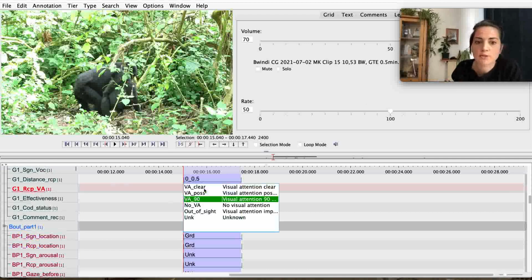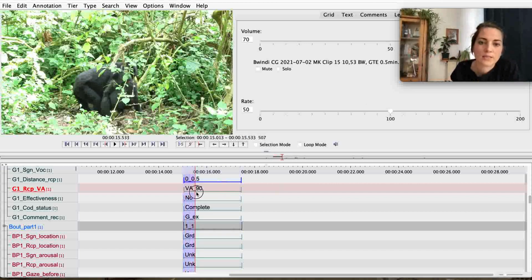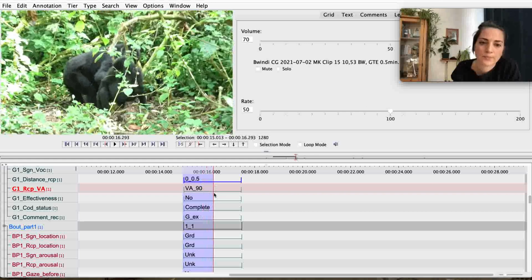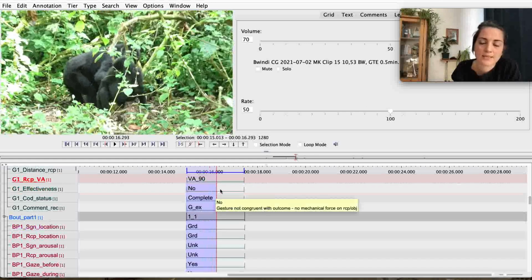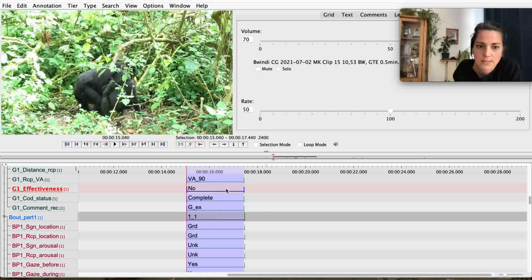Then visual attention. So in this case, it was 90 degrees visual attention. So it seems like maybe the gesture was in the sphere of the recipient, but it's not clear that he actually saw the gesture. But as it's a contact gesture in this case, it's also not strictly necessary, probably. Then we have an effectiveness tier.